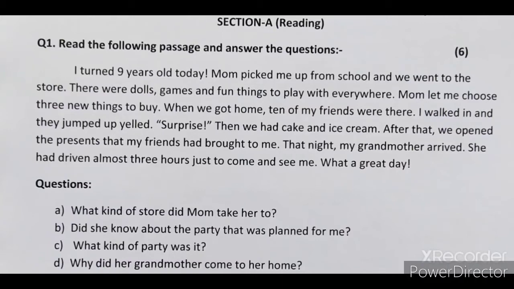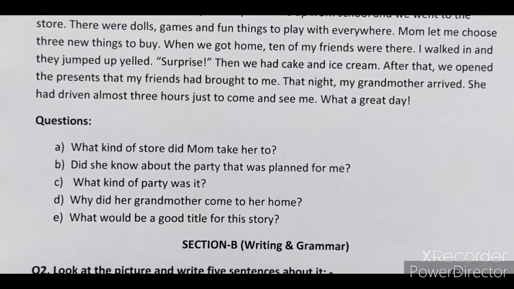The first question: What kind of store did mom take her to? Toy store. Answer is toy store. Did she know about the party that was planned for me? Answer is no. No, she did not know about the party that was planned for her. What kind of party was it? Very simple, birthday party. Fourth one, why did her grandmother come to her home? To celebrate her granddaughter's birthday. To celebrate her granddaughter's birthday.